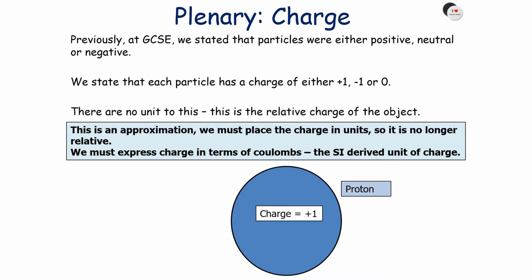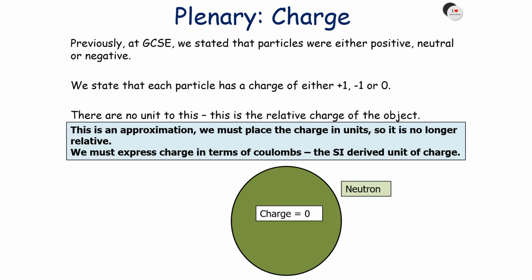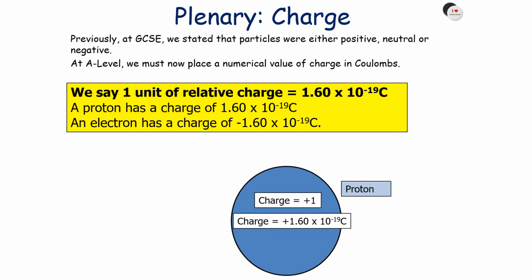Now we've got to now in A-level physics express charge in terms of coulombs, the SI derived unit of charge. So we can no longer say the electron has a charge of -1 or the neutron has a charge of 0. Instead we've now got to use charges in terms of coulombs. Now 1 unit of relative charge is equal to 1.60 times 10 to the minus 19 coulombs.